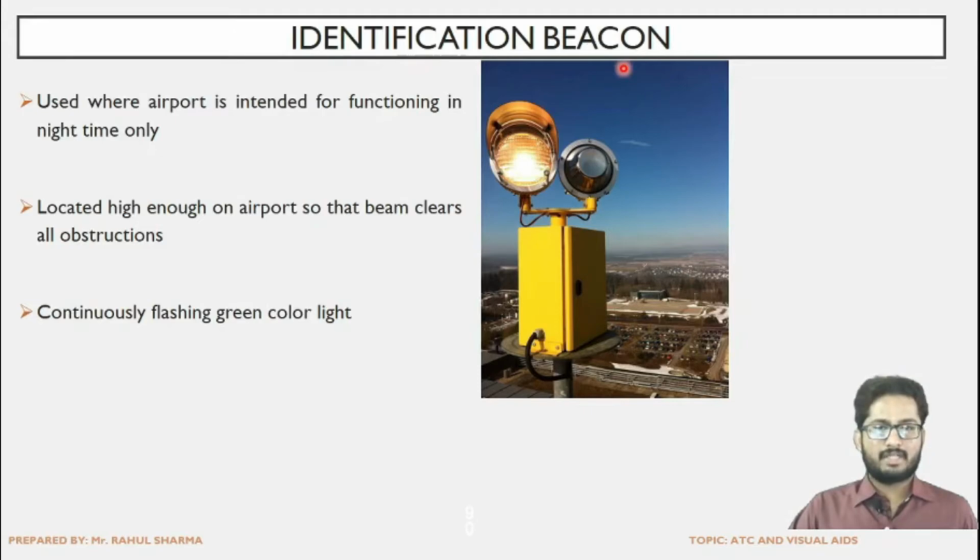Next is the identification beacon, which is used at an airport intended for functioning during the night time only. So the functions which are done during the night time only are indicated by the identification beacon. It is located high enough on the airport so that the beam clears all obstruction. So the height should be selected in such a manner that whenever the beam or the ray is emitted, it is clear of all the obstructions surrounding it. It is a continuously flashing green color light.